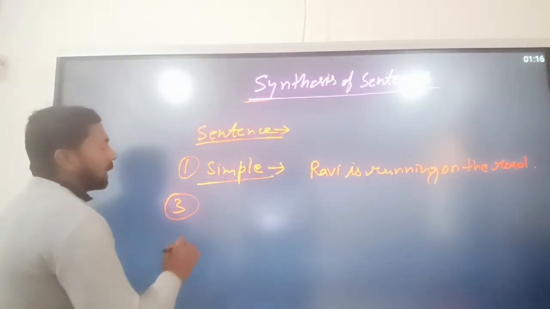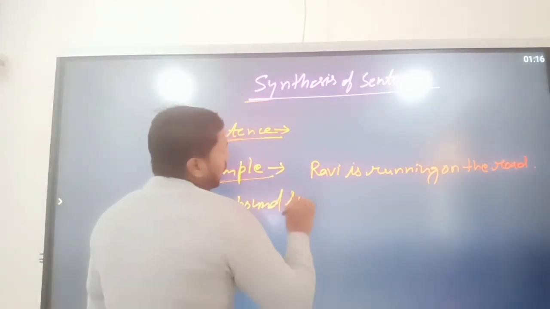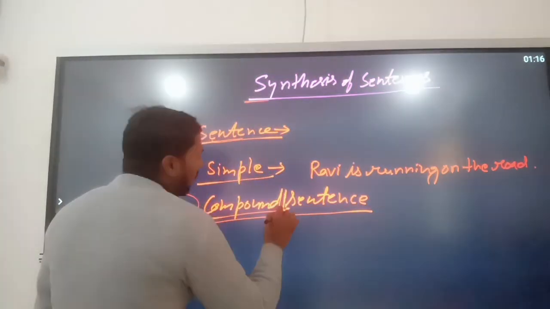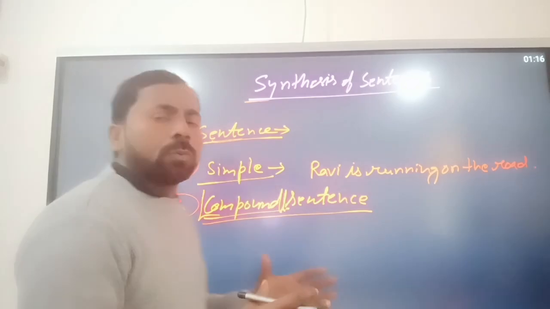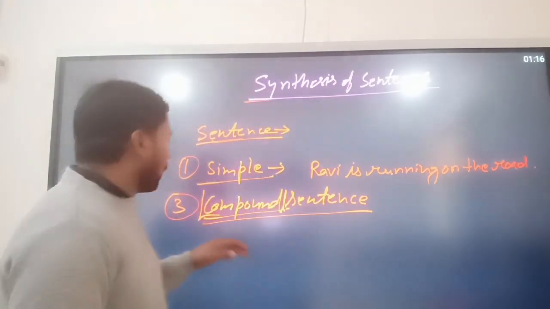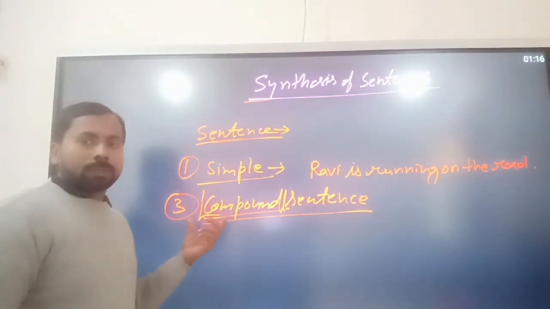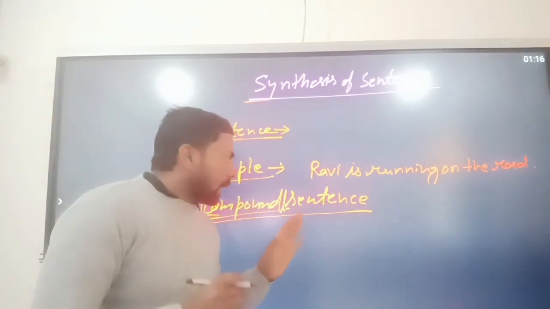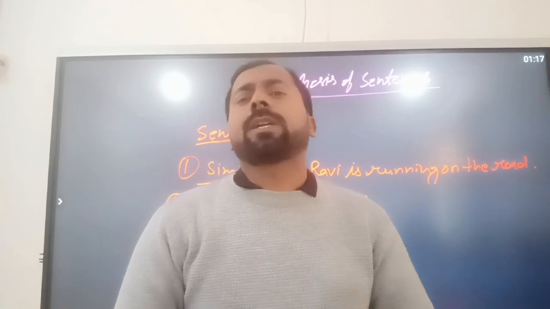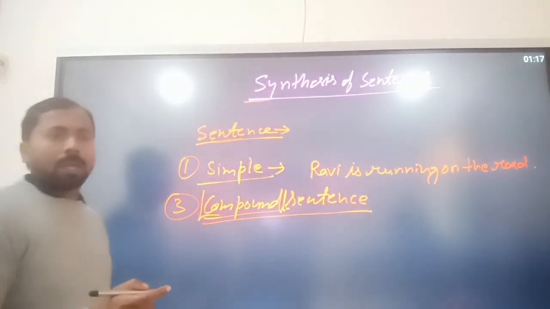So our third sentence is compound sentence. You know very well the meaning of compound. Compound means to combine two sentences or add two clauses. So here the compound makes two simple sentences into one sentence. This compound sentence is also added by a conjunction word, and the conjunction word is a coordinating conjunction, which makes two simple sentences a single sentence.